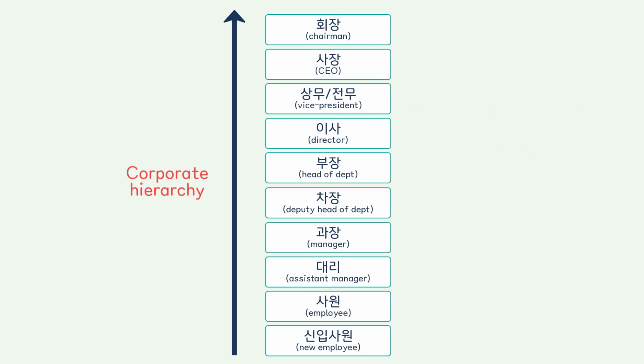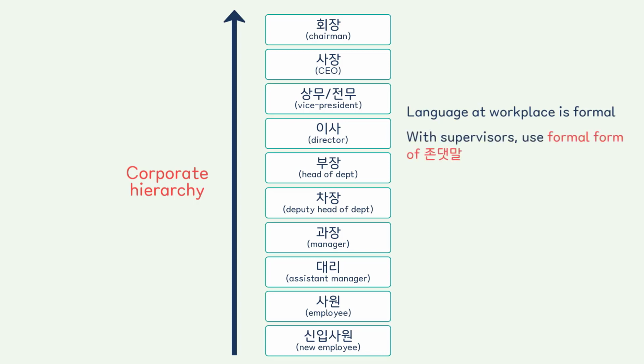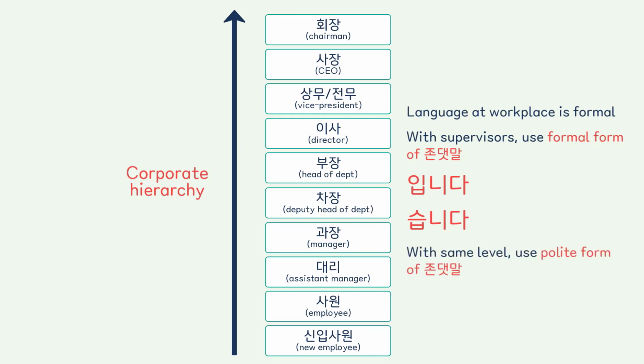Now, in terms of language used at workplace, it's important to recognize that workplace is a very formal setting. And whenever you speak to your supervisors, you will need to use the formal form of 존댓말, which means that most of what you say will end in 입니다, 씁니다, and so on. And with those in the same level as you, even if you're close to that person, it's important to use 존댓말, but in its polite form, as you need to be respectful to each other at work.